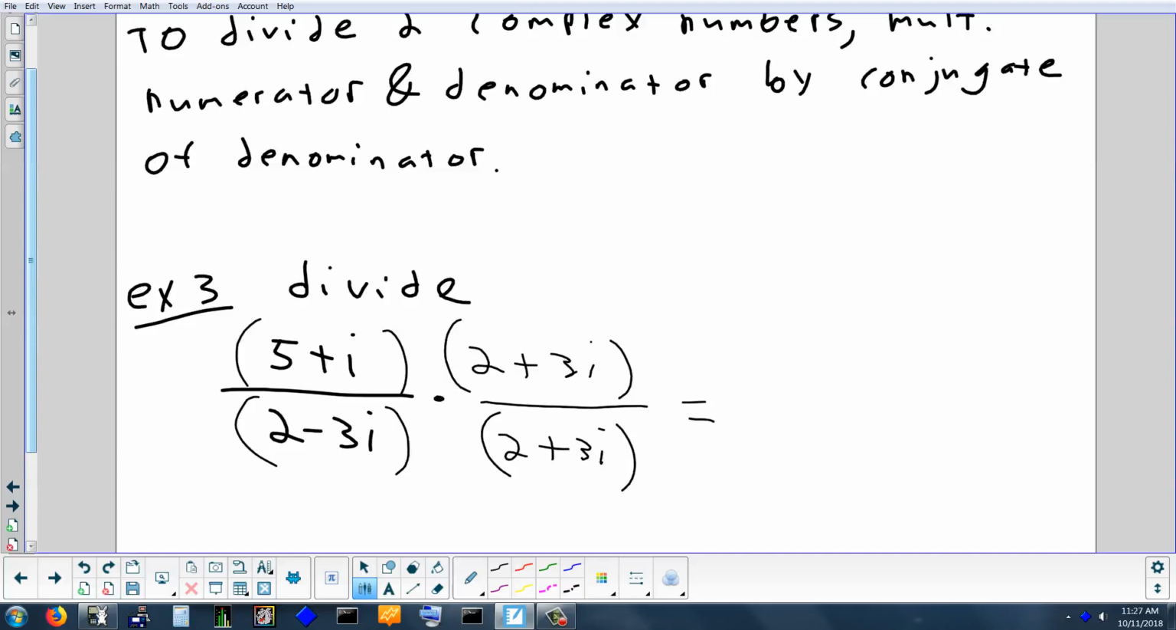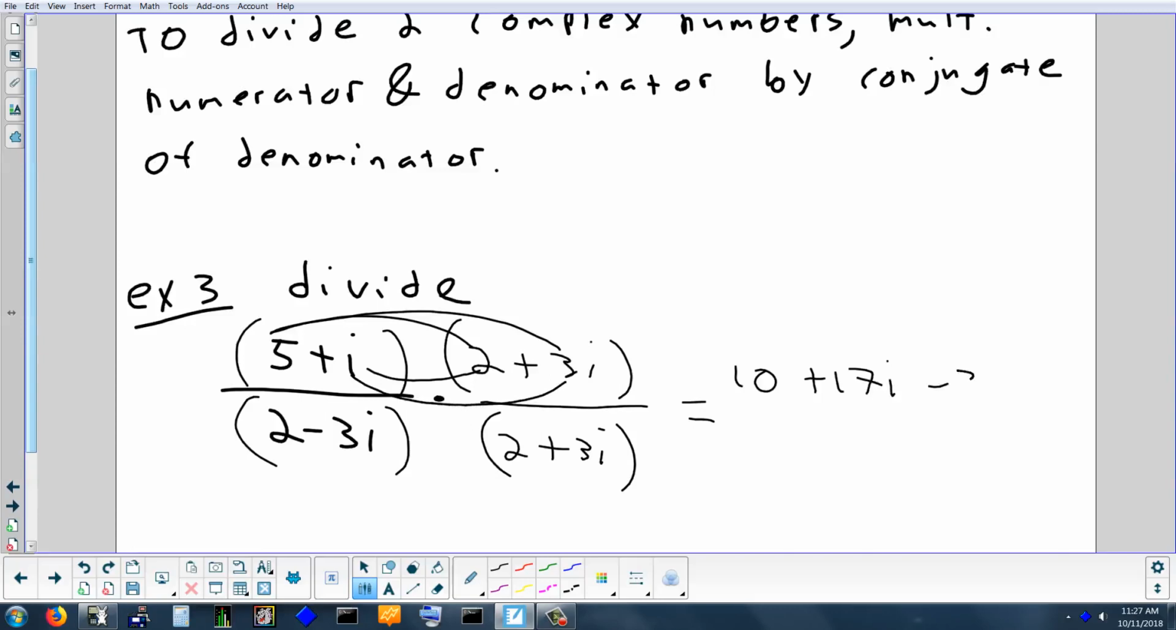All right, let's do the top first. So we've got 5 times 2, and now I've got 15i plus 2i. I'm going to combine those as I go. What's 15i plus 2i? Yep, 17i. And let's see if we can do something here. Positive i times positive 3i. That's a positive 3i squared. But what number is that? Oh, right. Negative 3.